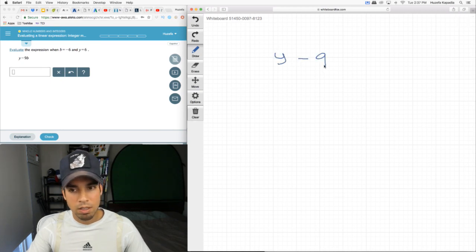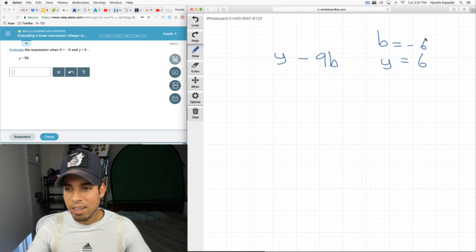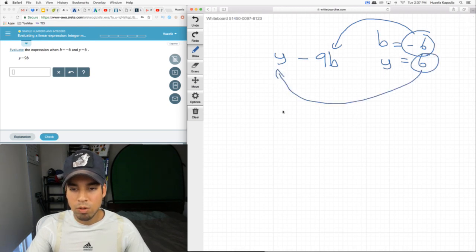y minus 9b. All right, so b is -6, y equals 6. So what are we doing? We're again just plugging and chugging. So we see that b equals -6. I'm going to replace that with -6. Y equals +6. I'm going to replace that with 6. So I'm going to rewrite the expression as 6 minus 9 in parentheses my -6 to indicate the multiplication.